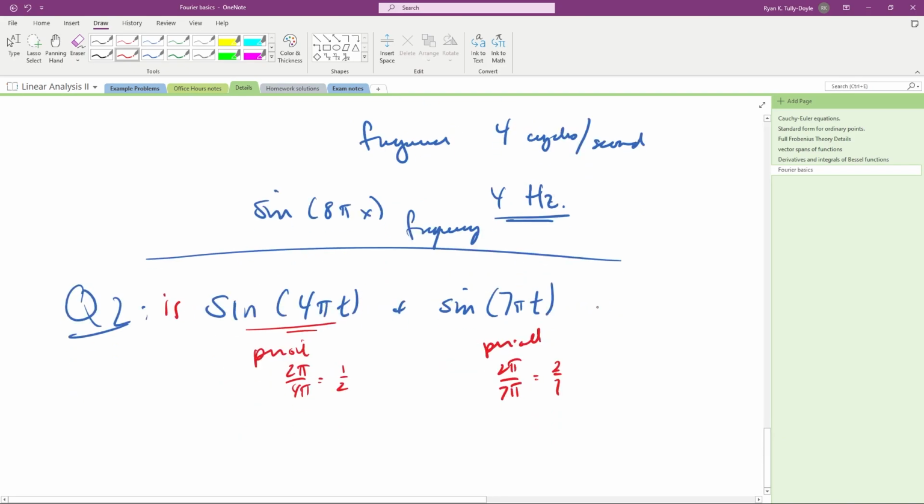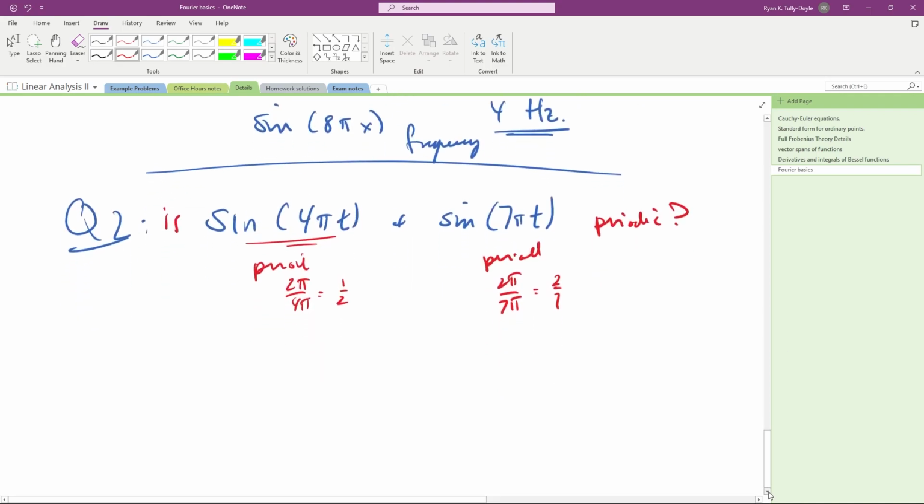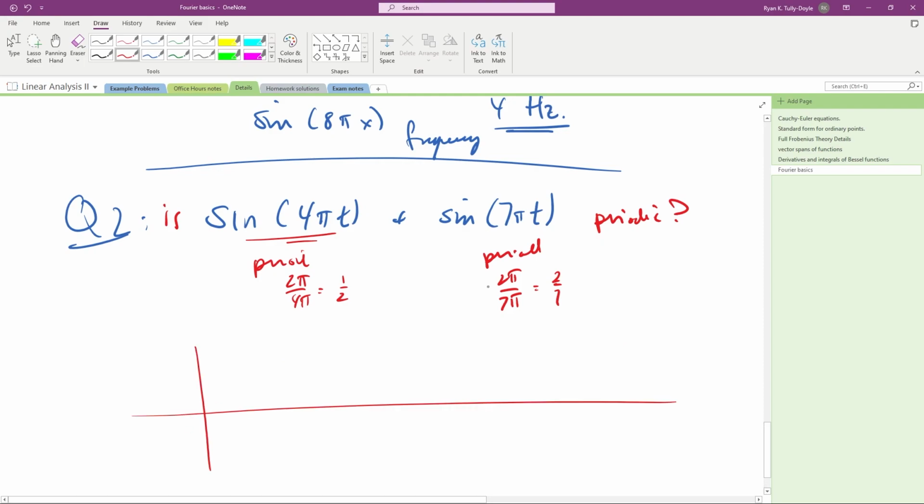Is this function periodic? Its pieces are periodic. Is it periodic? So one way to think about this is, do they ever land in the same place at the same time? Can you ever get the sine of 4 pi t to be equal to the sine of 7 pi t? Or if I do periods that are all 1/2 of a unit long, does it ever land exactly on the same place as a function that has periods that are exactly 2/7 long?